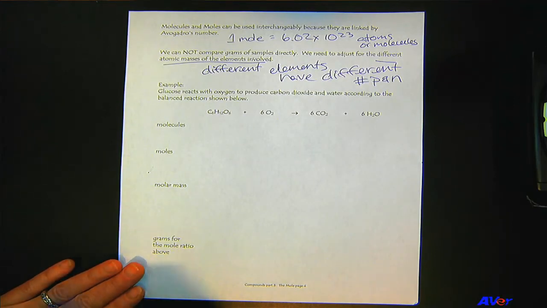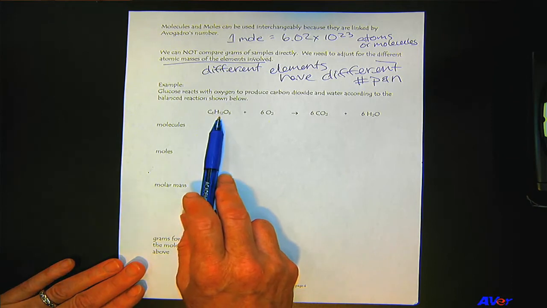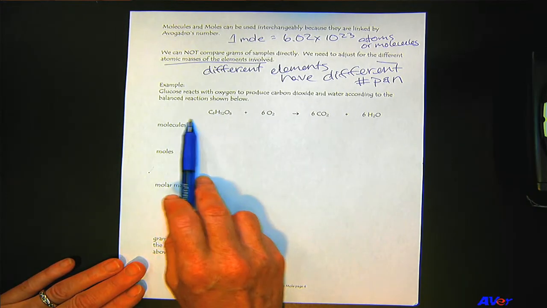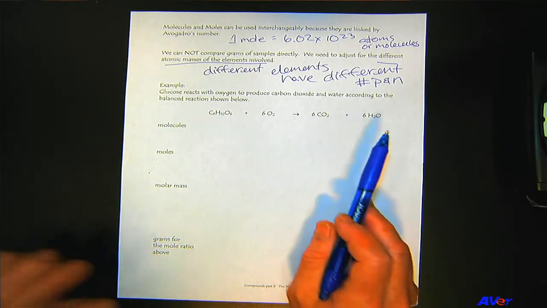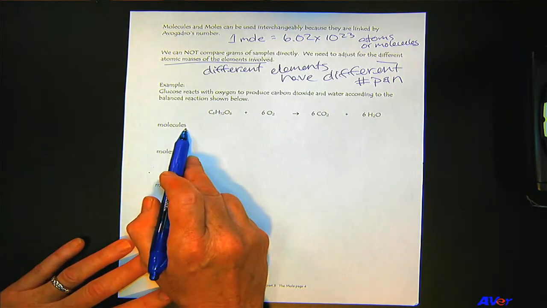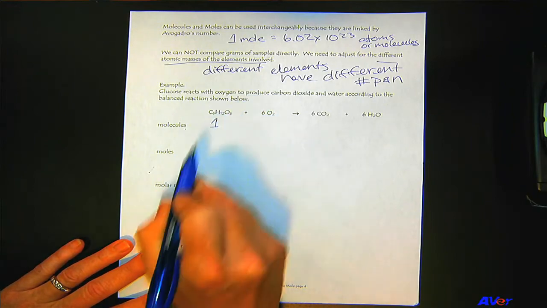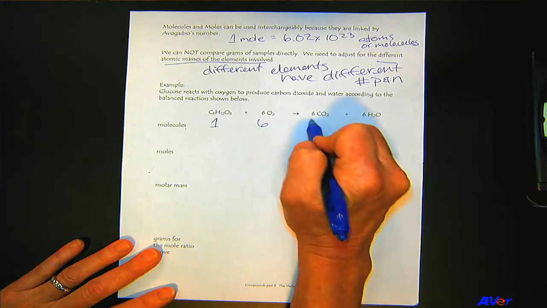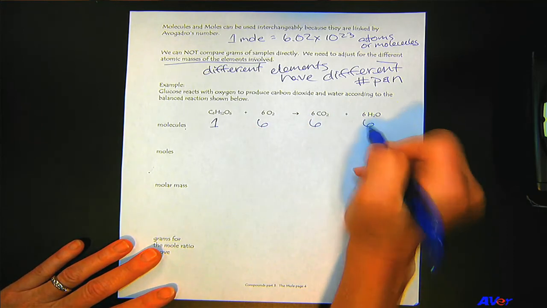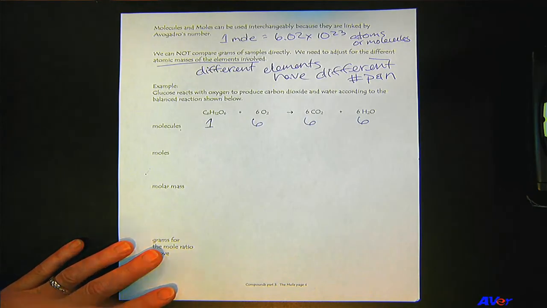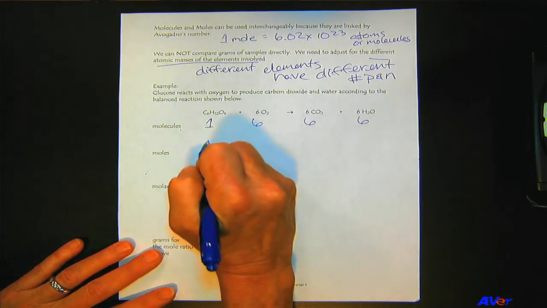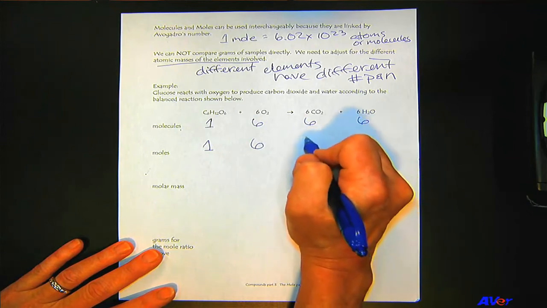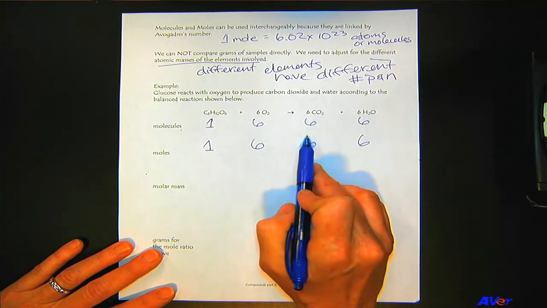Pretty cool. So here's our buddy glucose. Glucose can react with oxygen to produce carbon dioxide and water. And this is a balanced reaction, so let's look at what that means. In terms of the number of molecules, is it balanced? We have 1 molecule of glucose reacting with 6 molecules of oxygen to make 6 molecules of CO2 and water. Well, that doesn't look balanced. Let's try moles. 1 mole of glucose reacts with 6 moles of oxygen to produce 6 moles of CO2 and 6 moles of water.